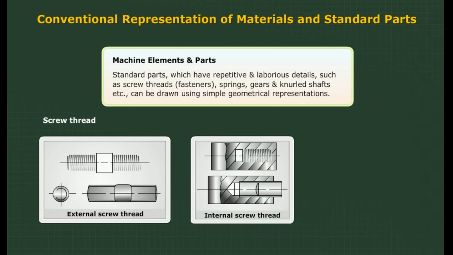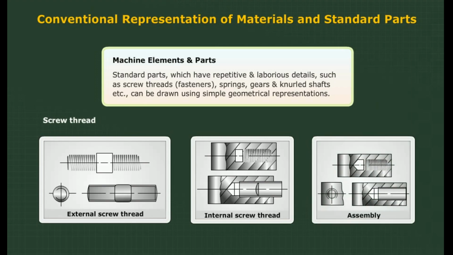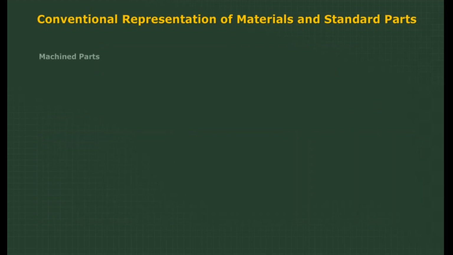Internal screw thread. An internal thread is a thread on the inside of a member. Example, as in a shaft end. The fastener is shown in the assembly. Example, as for cylinder and cylinder head.